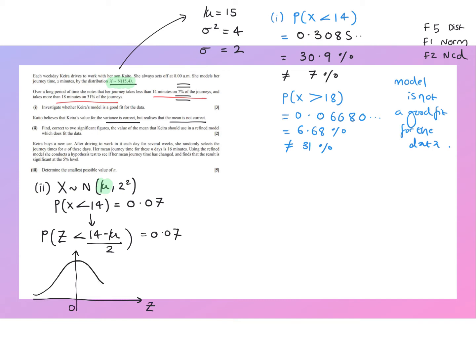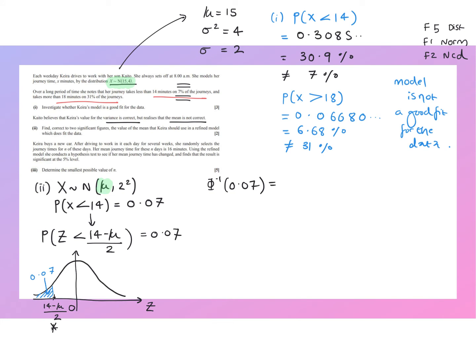It can help to clarify this with a sketch. The probability that Z is less than (14 minus mu) over 2 is 0.07. So there's a tail over here with a value of 0.07, and this value on the horizontal axis is (14 minus mu) over 2. We need to use the inverse normal here, the phi minus 1 calculation of 0.07, and that's going to give us the value of (14 minus mu) over 2.